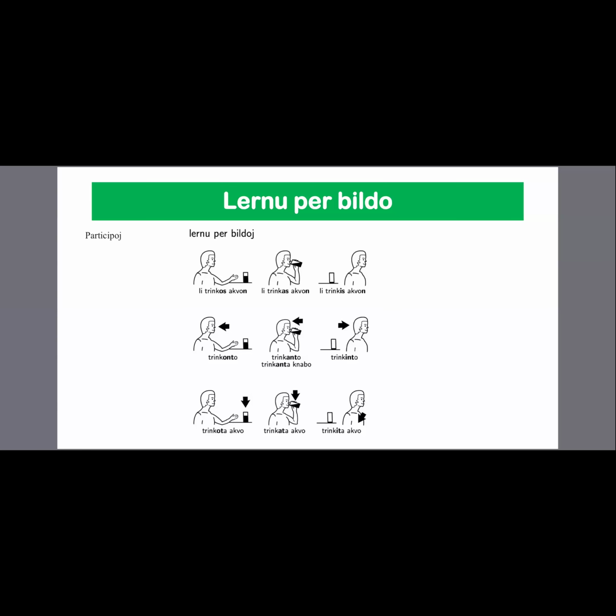Trinkita akvo is water which has already been drunk. You see that this is the past. So if we are talking about water, we can use trinkita. But if it is someone who is doing the action, we say -onta, -inta. So the difference is the n. You see that we have omitted n to show that this is a participle. But if it's a present active participle, we say -anta.